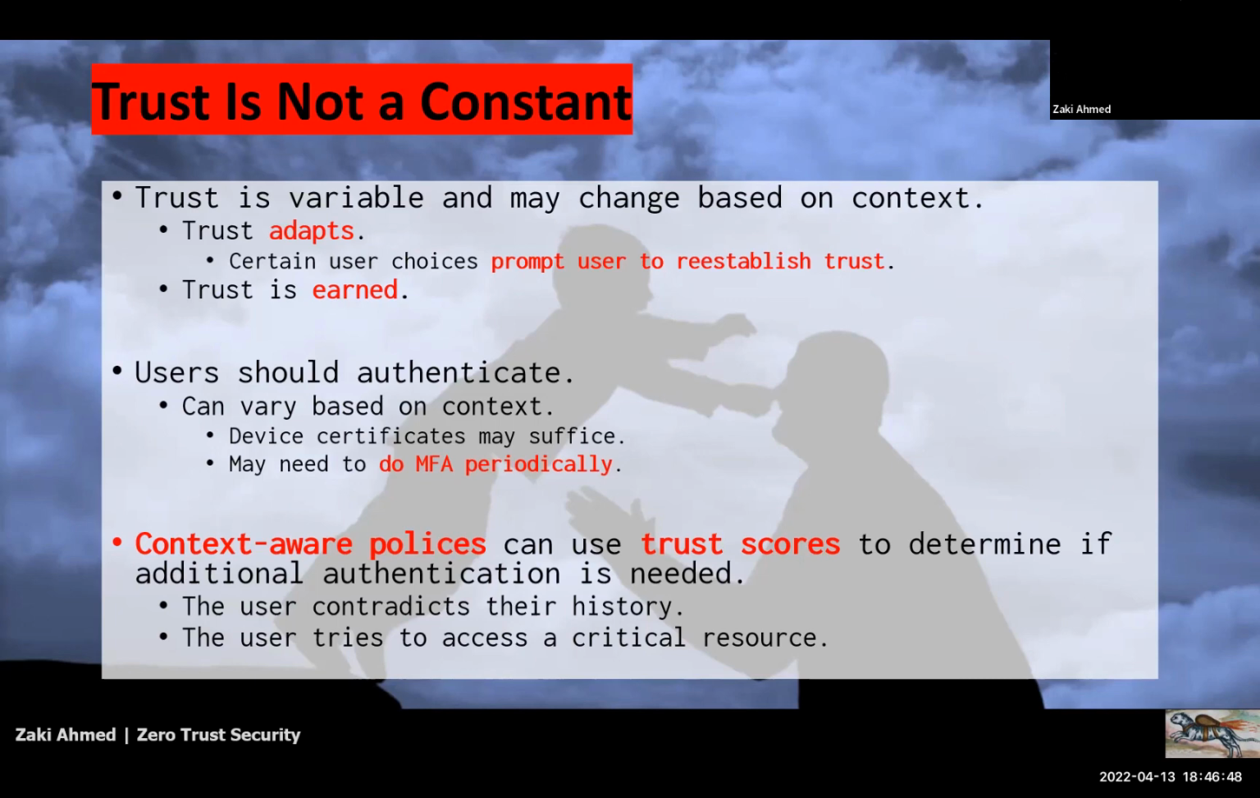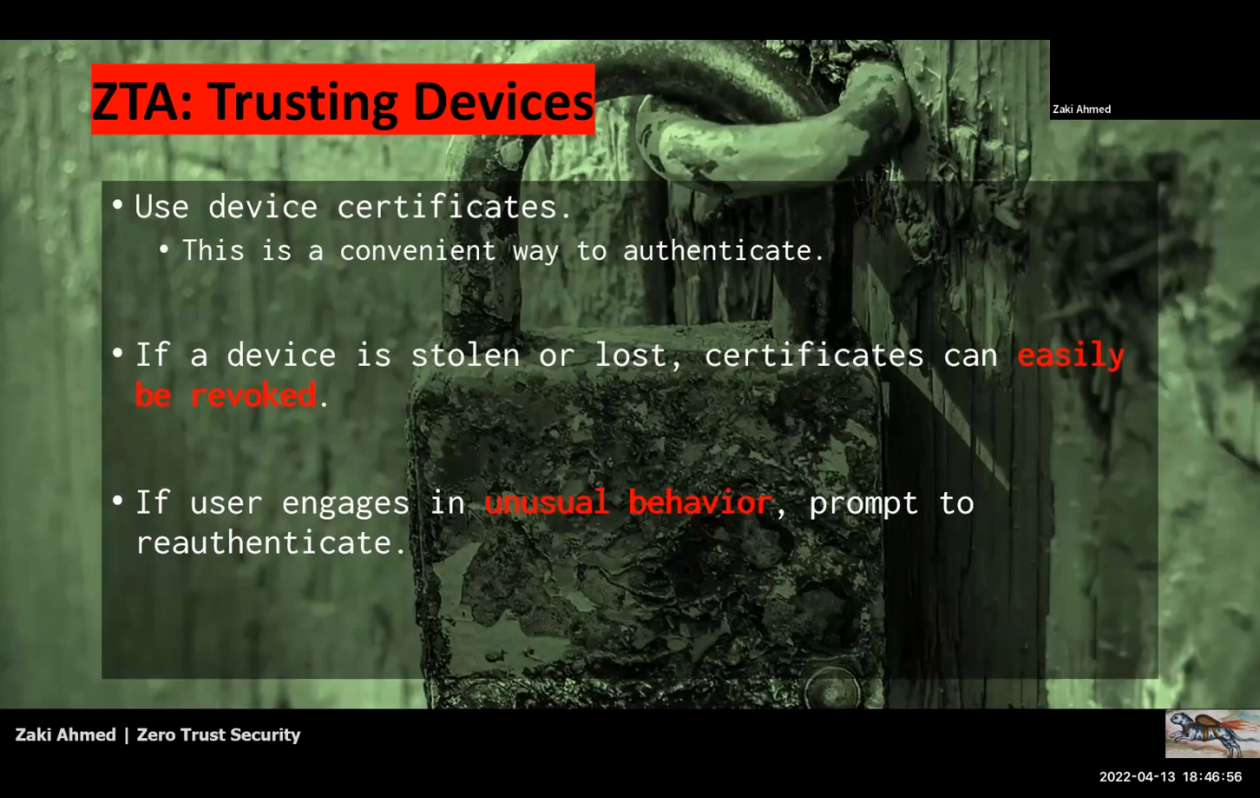For example, the user contradicts their history, that is one condition, and the user tries to access a critical resource, that is another condition. To trust a device in ZTA, you can use device certificates to authenticate the device. You can revoke those certificates if the device is stolen or lost. If the user does not follow the usual pattern or behavior, we can re-authenticate the user and re-establish the trust.